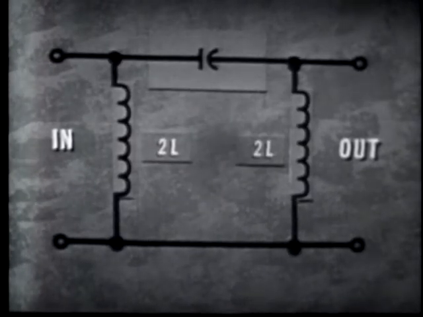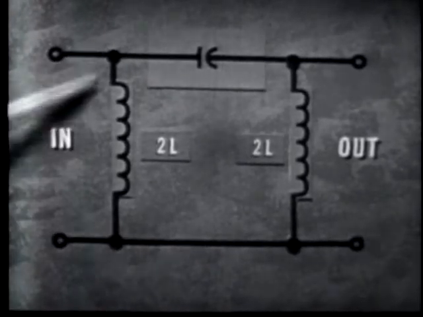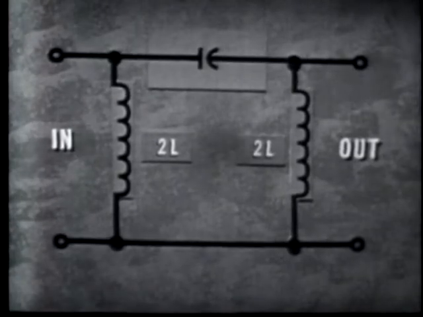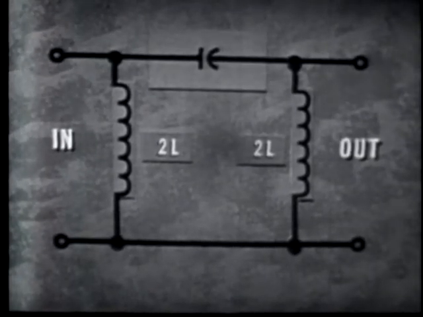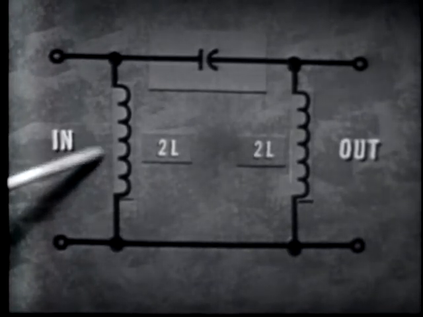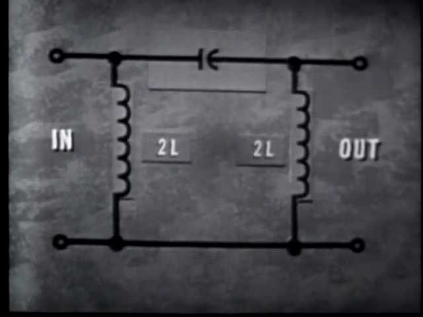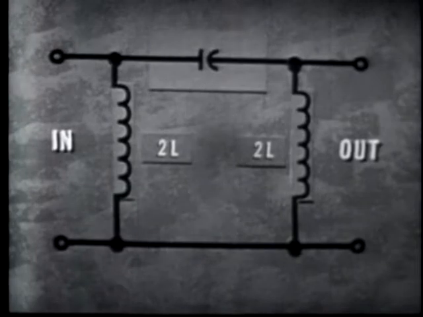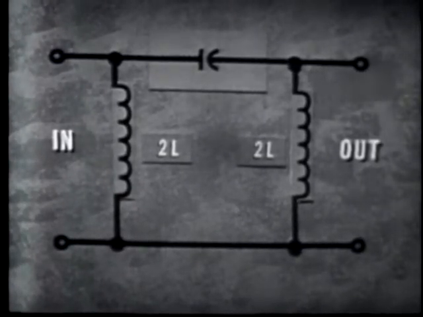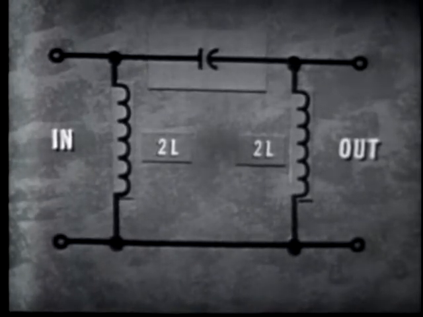This pi section version of the high-pass filter shows that we have two inductors, two parallel inductors. Since inductors in parallel are added like resistors in parallel, we must have twice the original value of inductance in each of our legs of the filter. The advantages of the T and pi section version of the low-pass filter apply equally to the high-pass versions and also to the band-pass and band-reject filters as well.